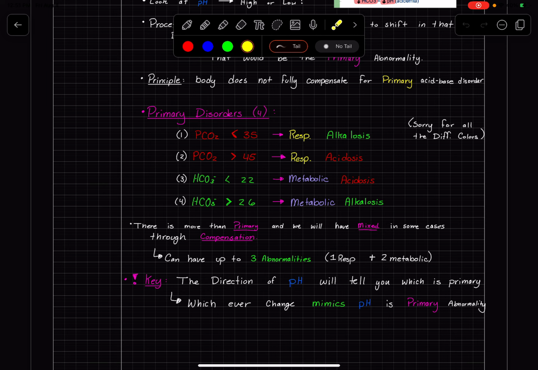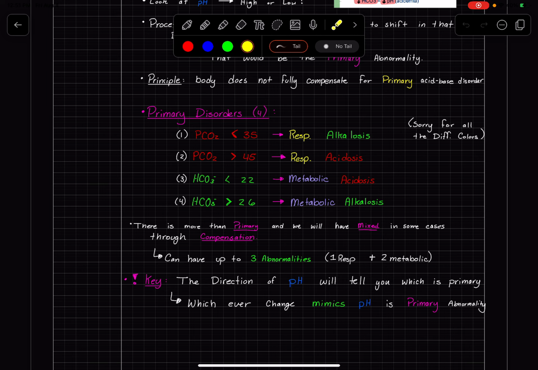Okay, so we have 4 primary disorders. We have respiratory alkalosis, respiratory acidosis, metabolic acidosis, and metabolic alkalosis. And again, sorry for all the colors. I wanted to color coordinate to hopefully help understand a little bit. I don't do it that much later on, so hopefully it's not too bad.